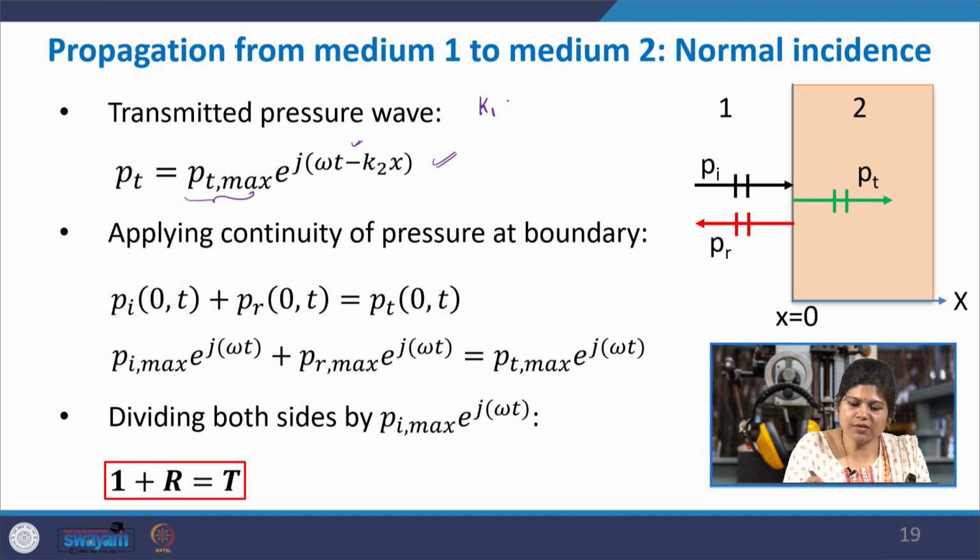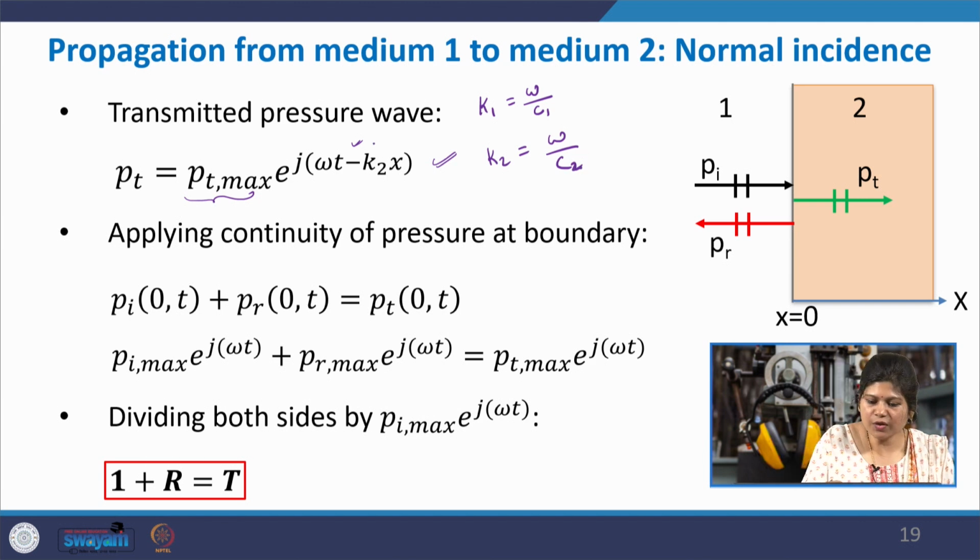K1 was omega by C1. In any interaction I want to clarify that the frequency remains the same; it is the difference in the speed of sound that changes K. K2 is omega by C2, because the two media are different and have different speeds of sound. So K1 and K2 are different, and this is the K2 for the transmitted wave.